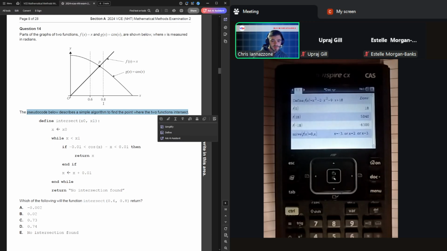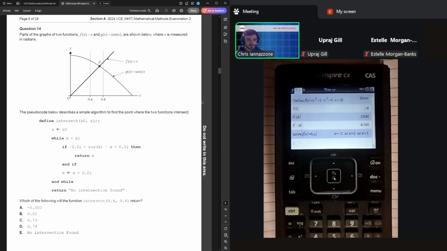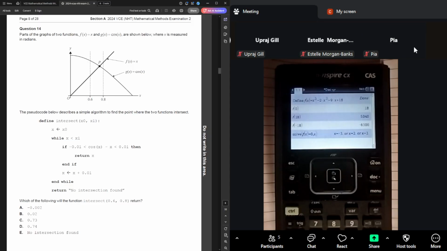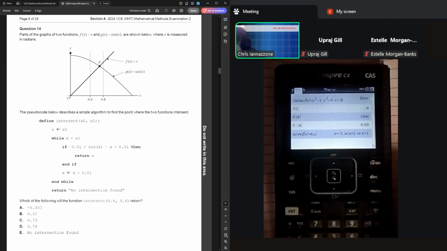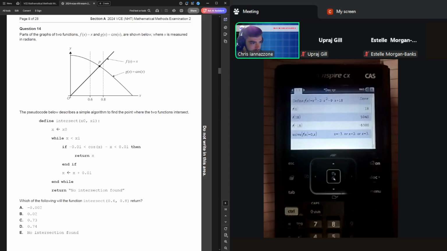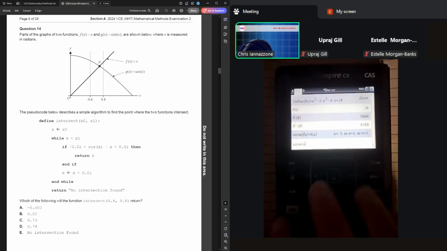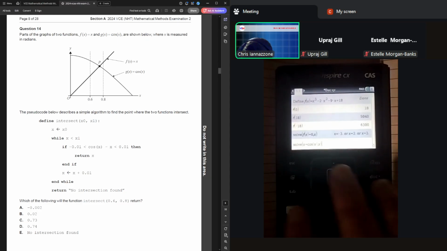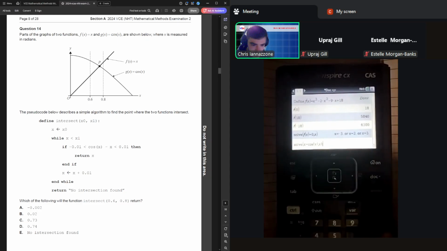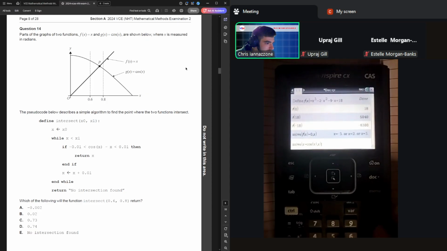If we ignored pseudocode altogether, and I just said figure out where the two functions intersect, how would you do that? Make them equal to each other, correct? Yeah. So we can figure out our answer ahead of time just by doing a quick CAS solve and seeing where those two things are equal to each other. So we'll do menu 3.1, x equals cos x. We'll put a domain on that so we don't get infinite solutions. So we know it's between 0.6 and 0.8.